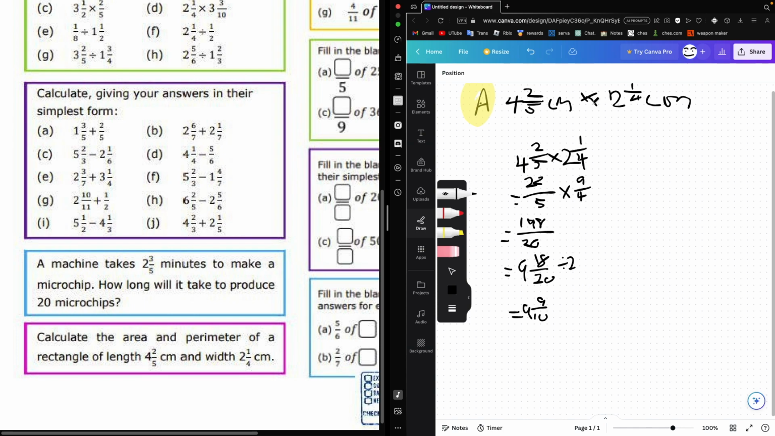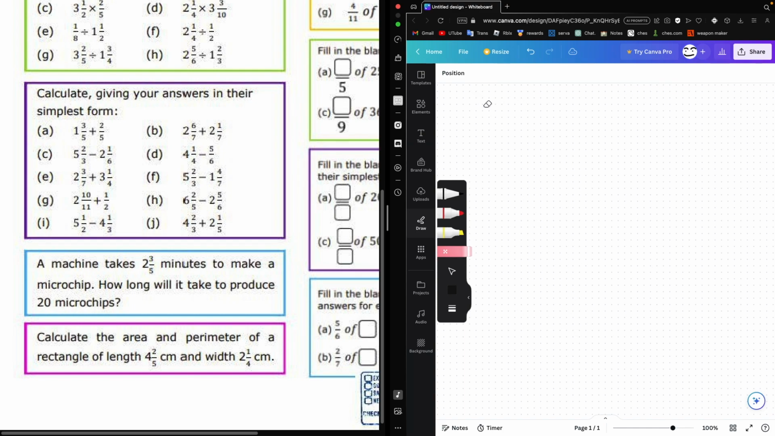Okay, so now we know cm times cm is cm squared. So this is the answer. Now we're going to do the perimeter, which is the lines around the box. So P, perimeter. Take for example the perimeter of a square. All the sides are the same, and one side is 1 cm. So we have 4 sides. We just take 1 cm times 4. We get 4 cm. So that's the perimeter.